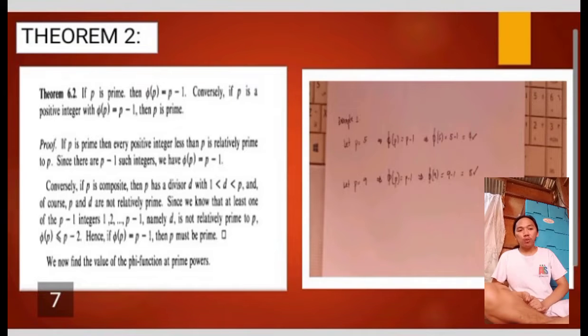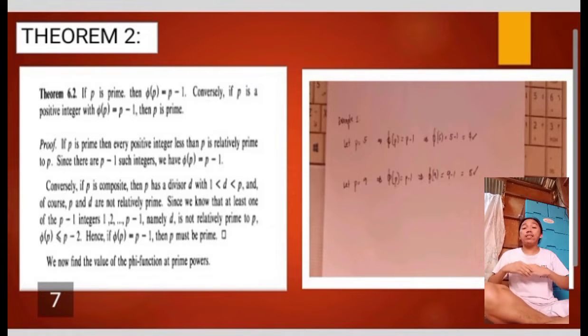So we have Theorem 2. If p is prime, then phi of p is equal to p minus 1. Conversely, if p is a positive integer with phi of p equal to p minus 1, then p is a prime. So let's say that we have the example that p is equal to 5. So phi of 5 is equal to 5 minus 1, so it is equal to 4. And we know that 5 is a prime number.